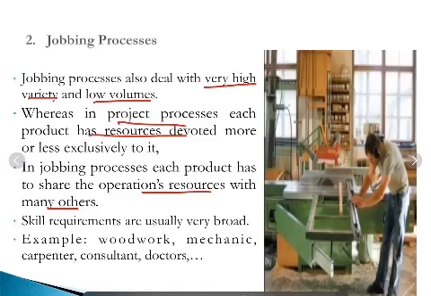In a project process, the resources are devoted exclusively to the project. But when it comes to the jobbing process, the resources are shared, and the skill requirements are usually very broad. Examples: woodwork, mechanic, carpenter, consultant, and also doctors. In such a case, we call it a jobbing process. For example, in woodwork, sofa making, the resources are shared across different sofas.